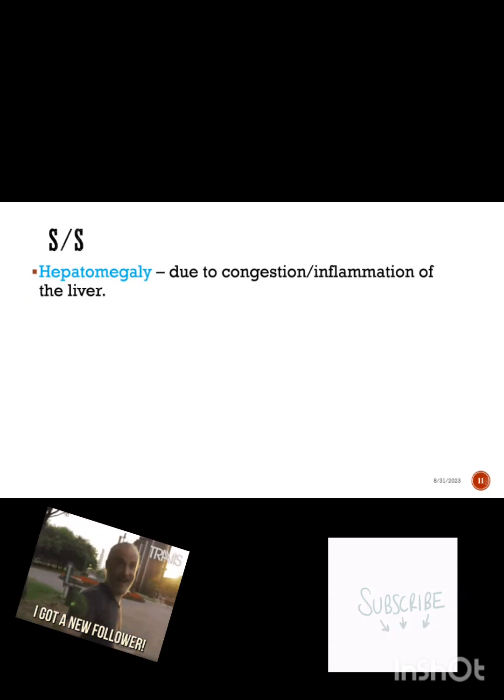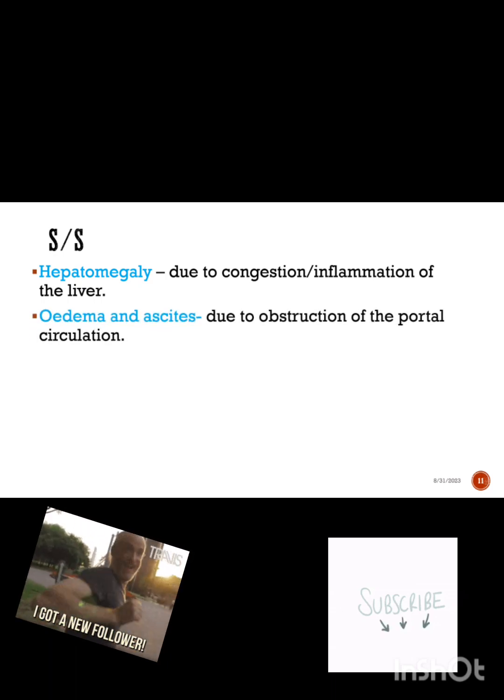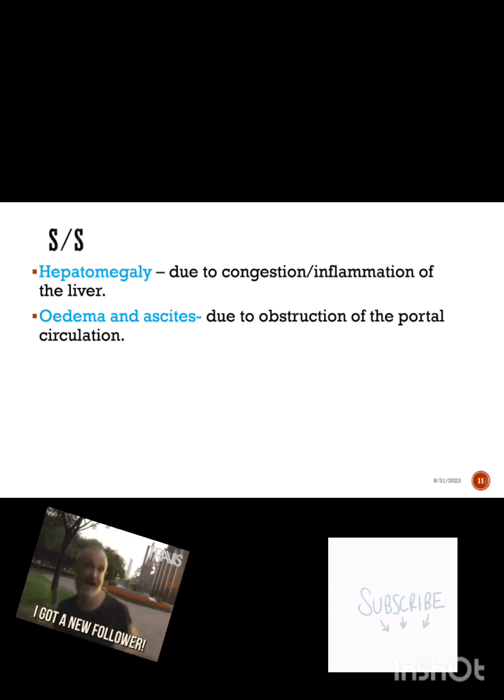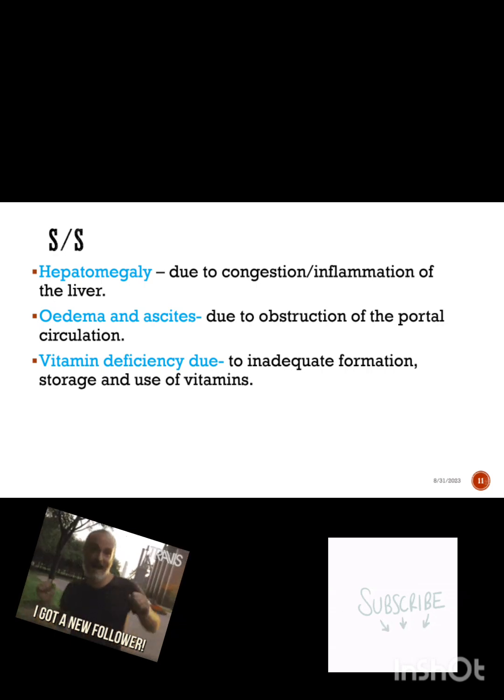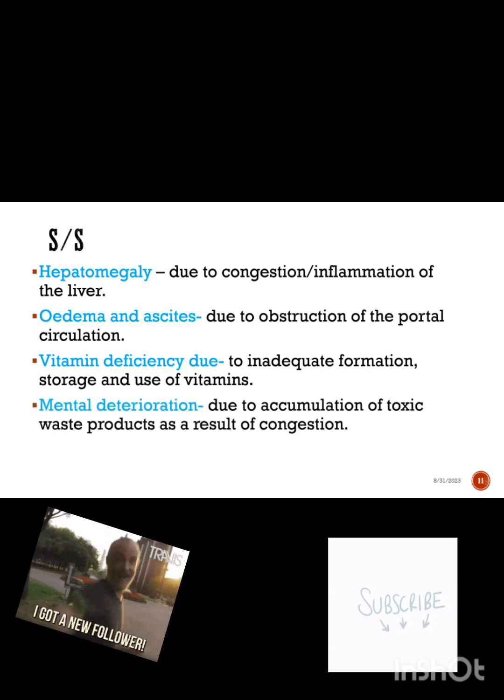So now, what are the signs and symptoms of liver cirrhosis? Number one, hepatomegaly. This is due to congestion and inflammation of the liver. Edema and ascites due to obstruction of the portal circulation. Vitamin deficiency due to inadequate formation, storage and use of vitamins. Mental deterioration due to accumulation of toxins.